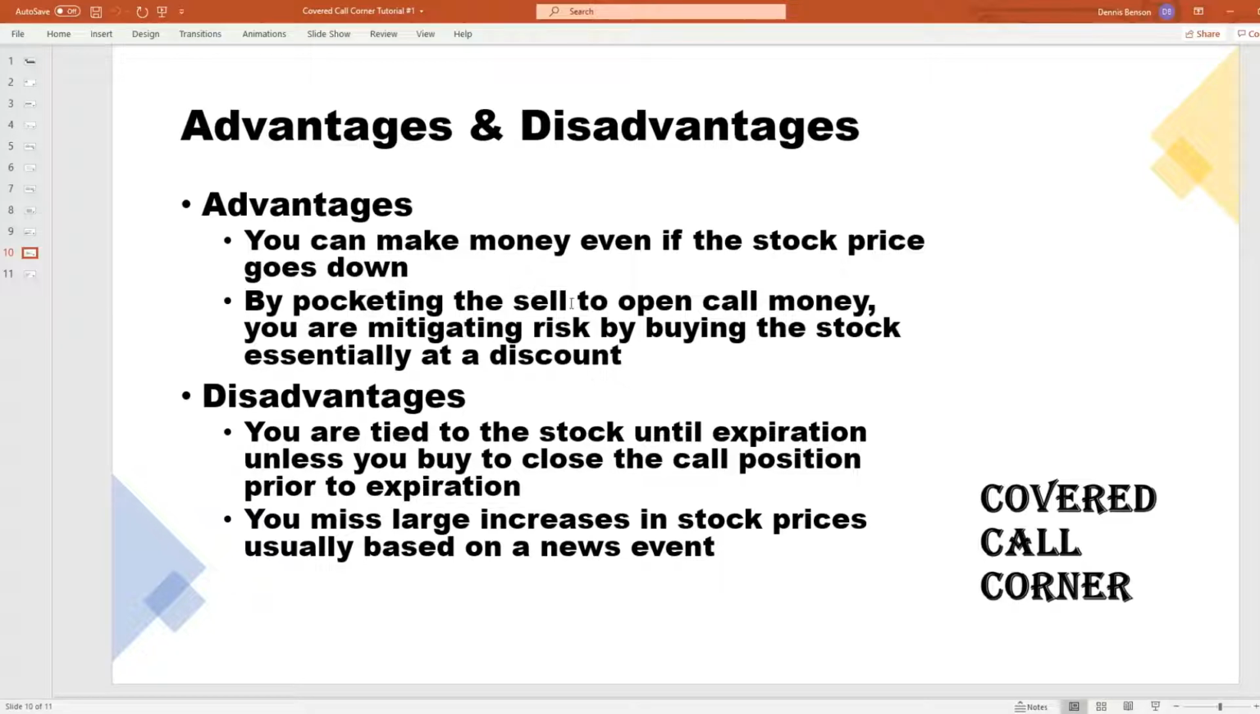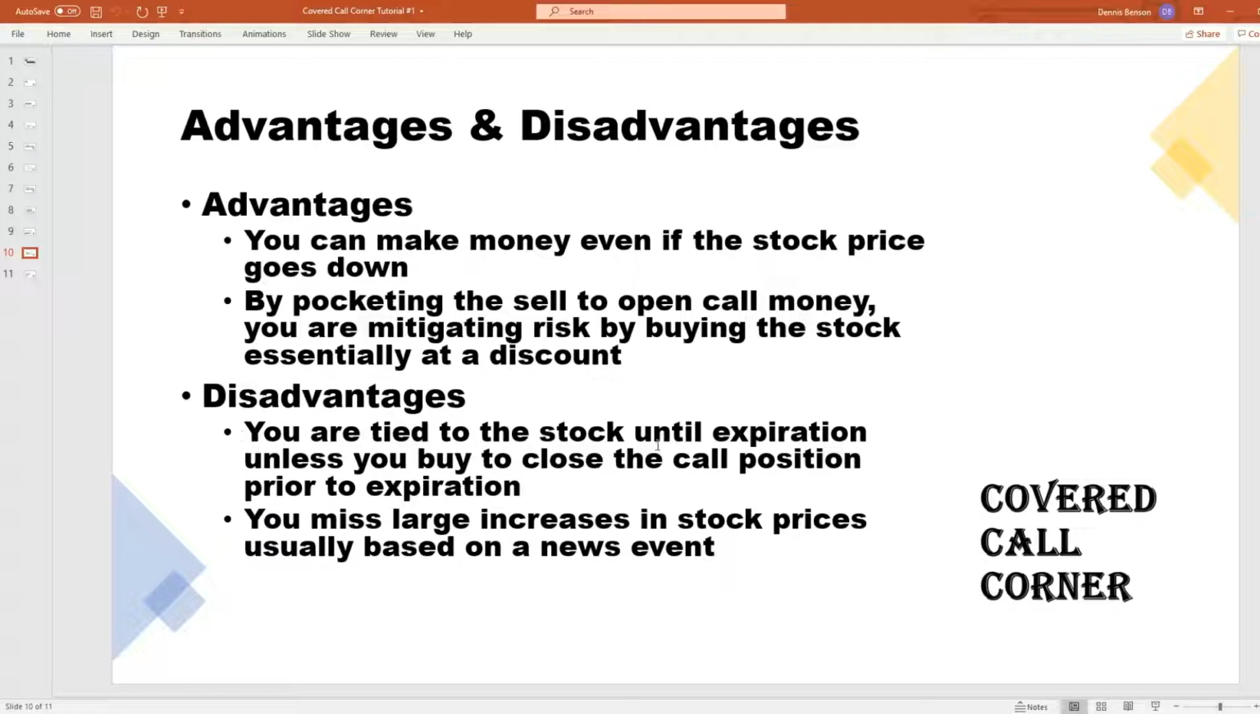By pocketing the sell to open call money, I think you are mitigating the risk by buying the stock essentially at a discount. Because remember, if I buy the 100 shares and then sell a covered call, I get money put back into my brokerage account after I bought the shares. So essentially, I've lowered my cost for those 100 shares of stock by writing a covered call contract. To me, this gives me a better chance at making money.